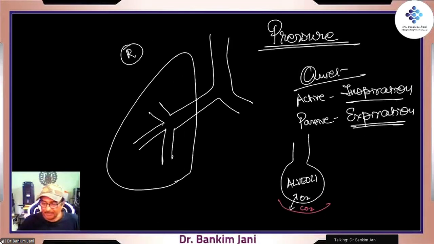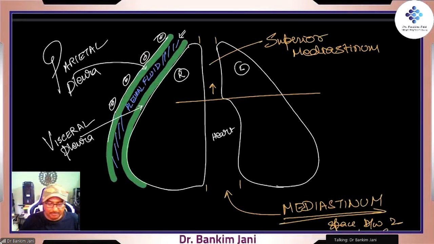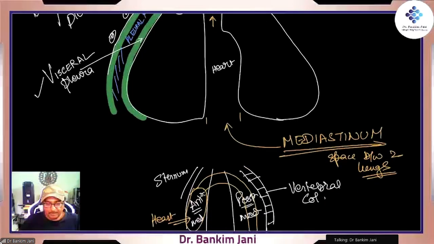Right? So here it is: quiet respiration, active respiration, passive respiration, we talked about it. We talked about the mediastinum, the supramediastinum. This is the right lung, left lung, right? And the visceral pleura, parietal pleura. These are the layers which are covering. And the space in between is what is called the pleural space, right? That is the pleural fluid. The space between the two lungs, that is the mediastinum. So that is the mediastinum.